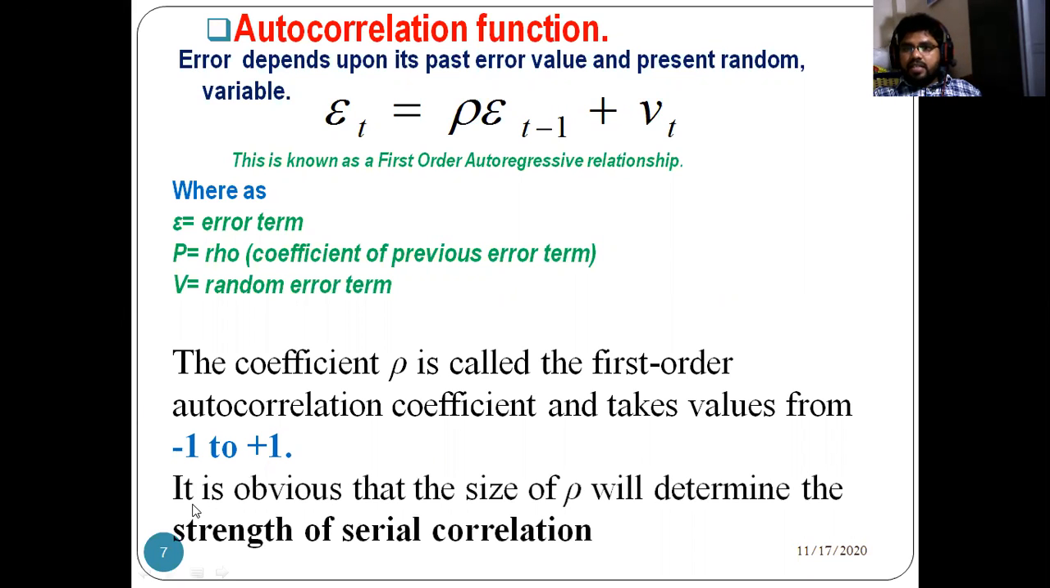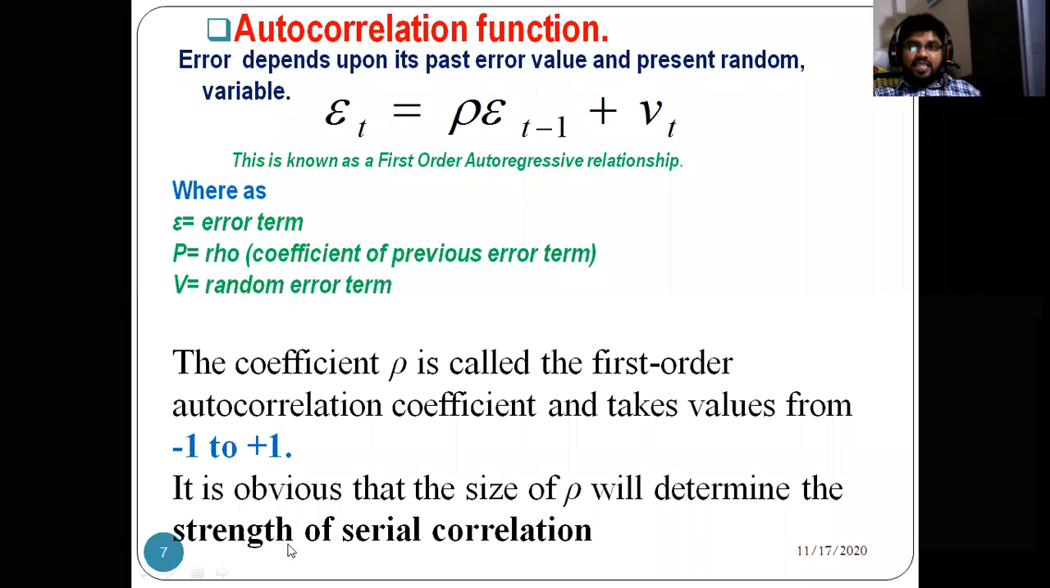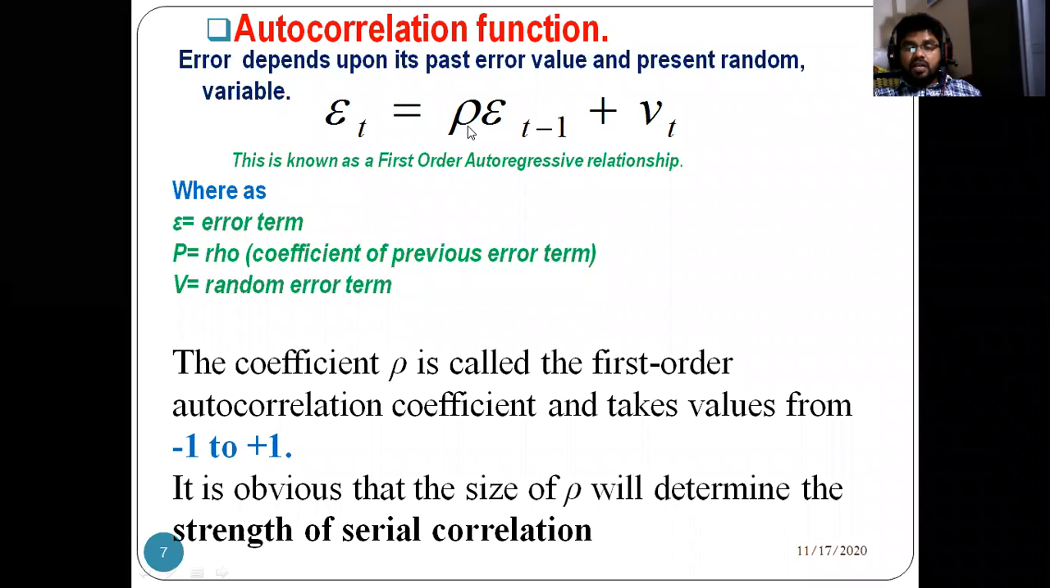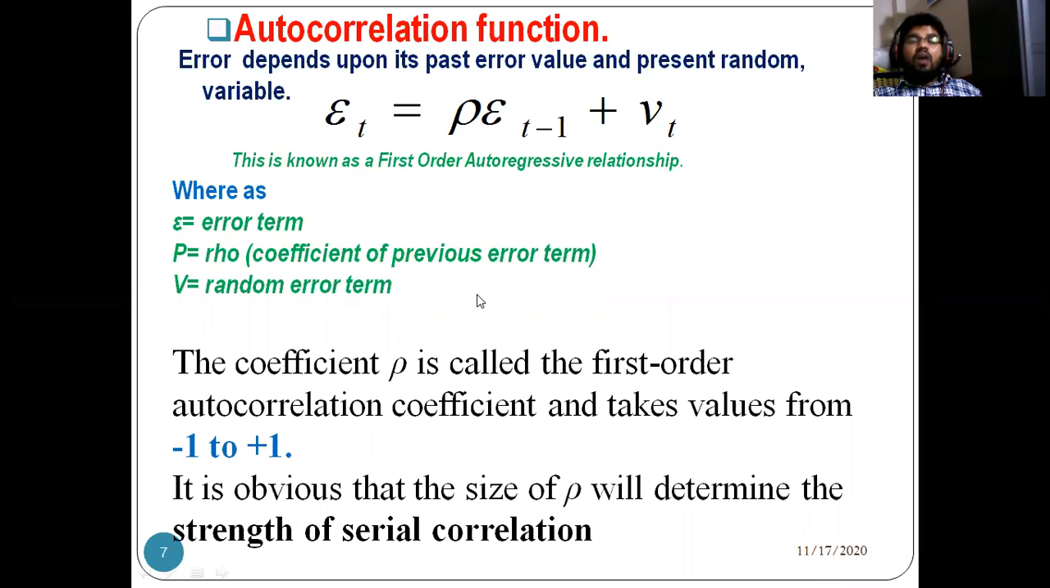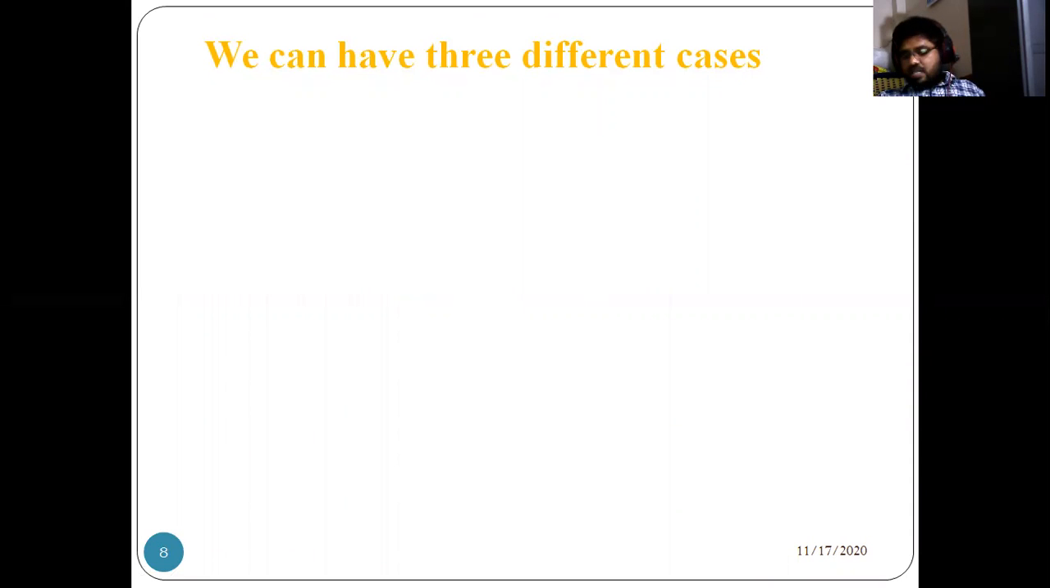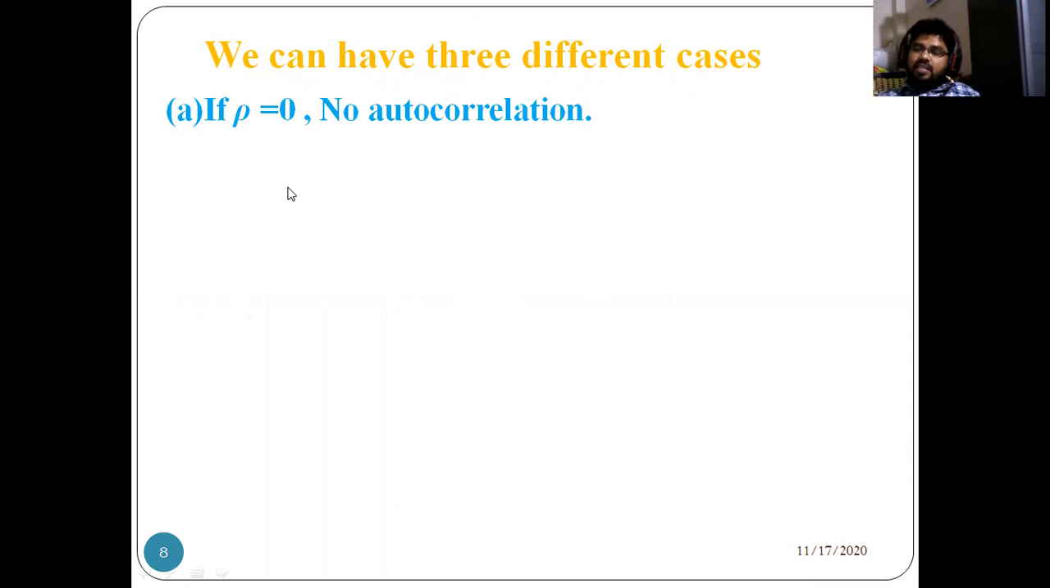The size of rho determines the strength of the serial correlation. Based on the rho value, we can say how much correlation there is between the two error terms, whether strong, weak, or none. Generally we have three different cases. First, if rho is equal to 0, the coefficient of the previous error term is 0, meaning the present error does not depend on the previous error. That is no autocorrelation.